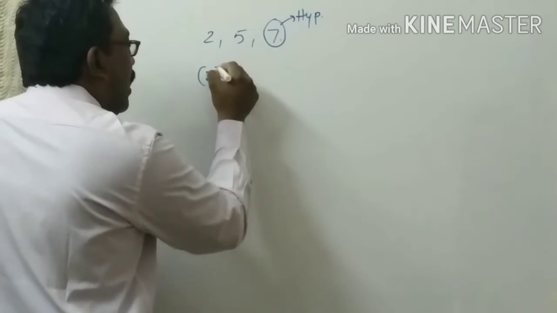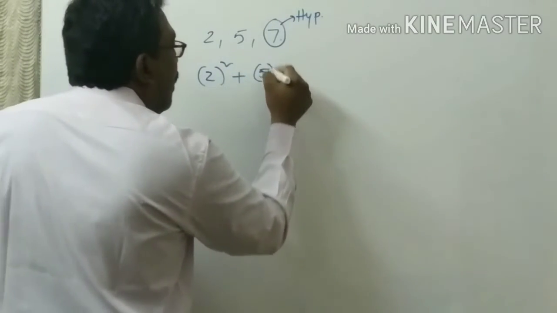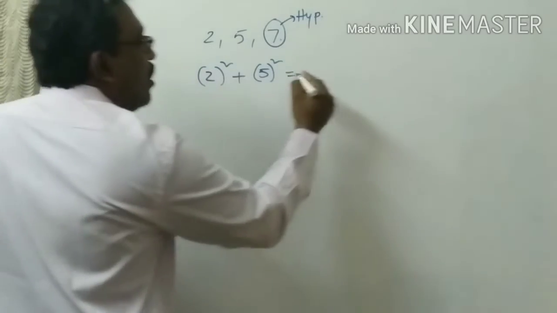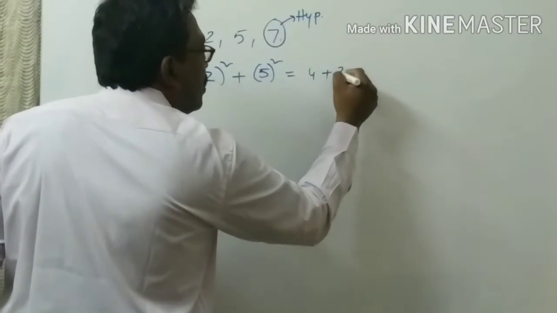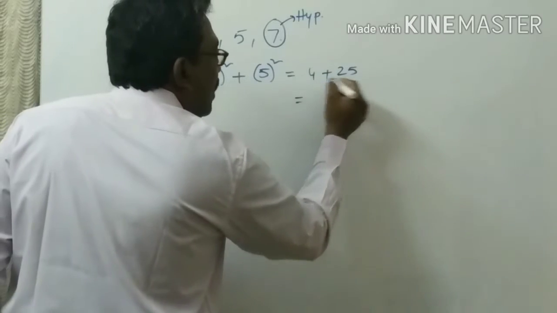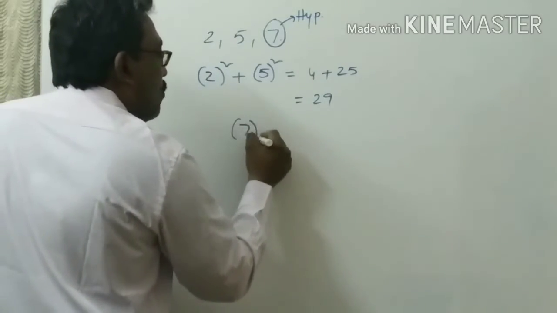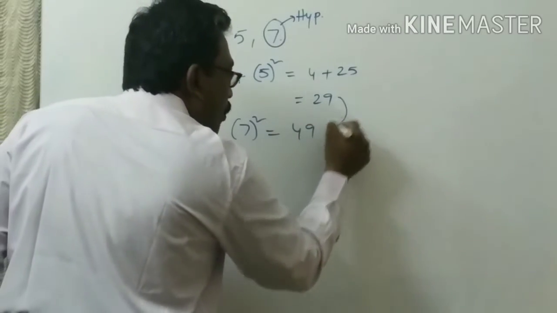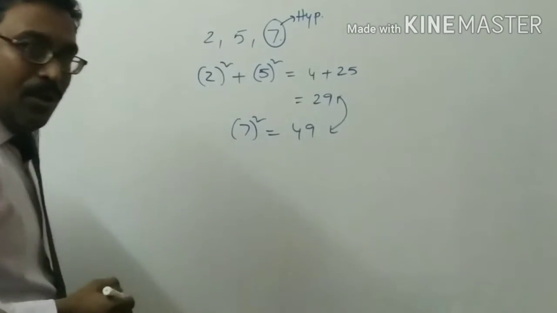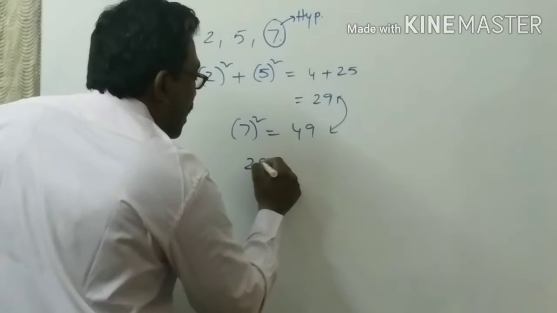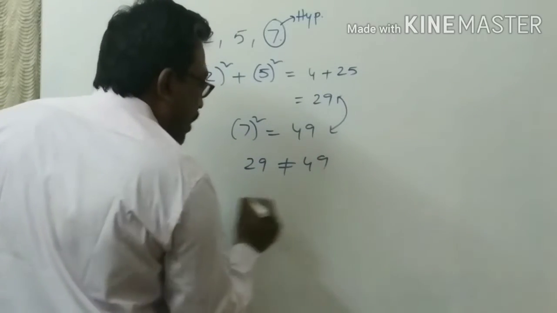So 2 square plus 5 square is equal to... 2 square is how much? 4. 5 square is how much? 25. 4 plus 25 is 29. 7 square is how much? 49. Are both equal? No. That means 29 is not equal to 49.